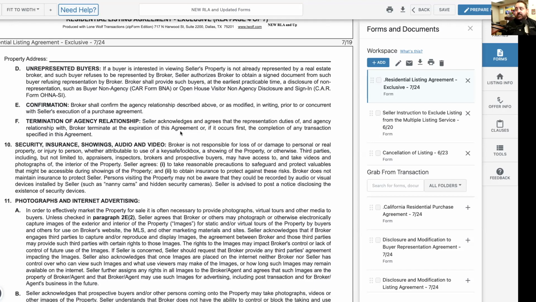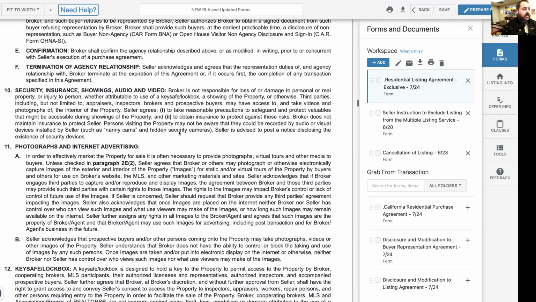Right? So now what they're saying is, I'm making sure that I'm not representing you. You've signed that. That's what that means when we talked about that earlier about the compensation for non-represented buyers, right? The additional compensation the seller pays you. This is the confirmation of agency and termination of agency relationship. It just goes into some detail.